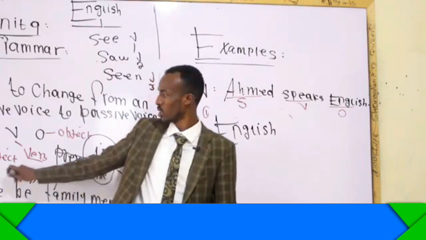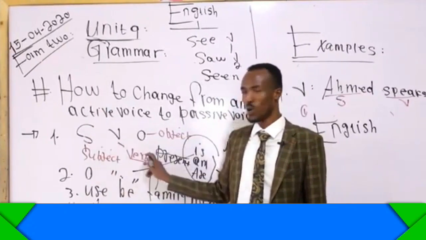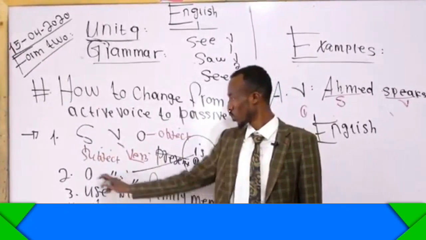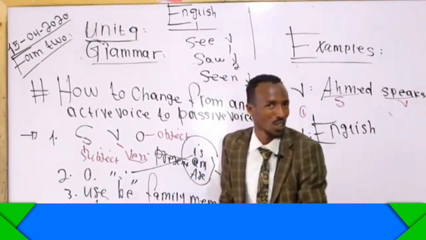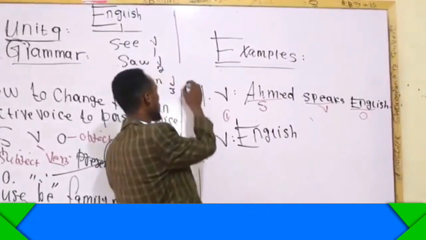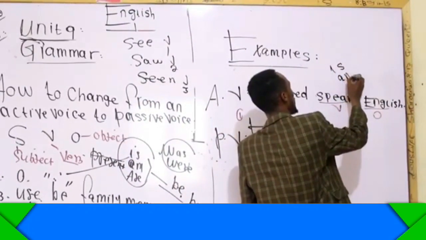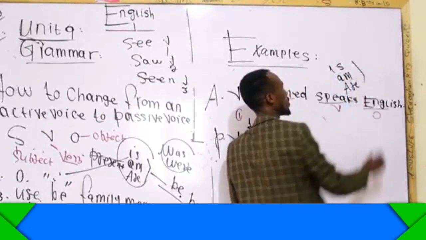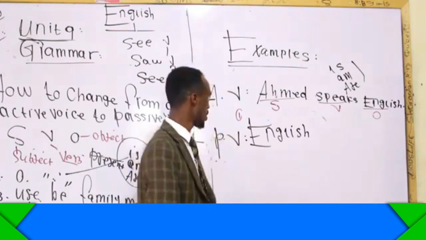I have already told you. Go back to the formula. Find out SVO, then begin with the object. I began with that one. This one uses be-verb family members. Don't forget that. Use be-verb family members. The be-verb family members of simple present are is, am, are. Because of this, you need to memorize. Go back to all English tenses and memorize.